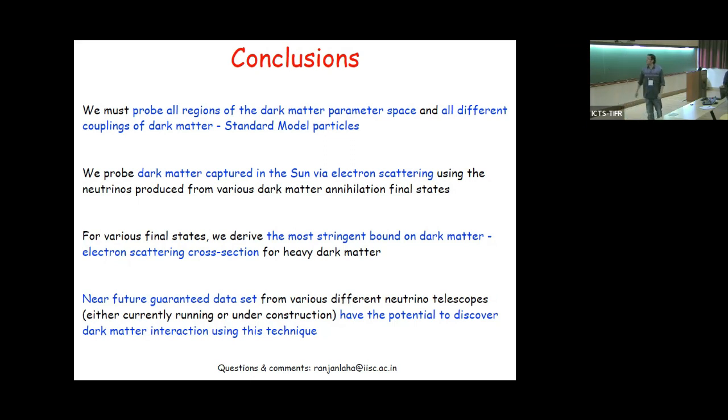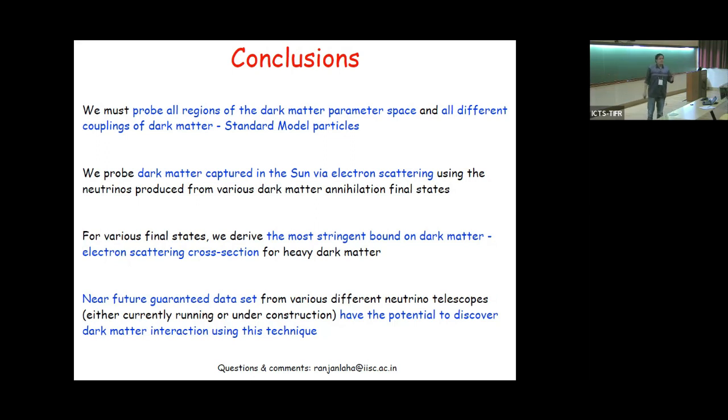Anyways, so these are my conclusions. I've hopefully convinced you that it's important to probe all new regions of dark matter parameter space and all different couplings of dark matter to standard model particles, all right? We probe dark matter particles captured in the sun by electron scattering and then use the neutrinos which are produced from various dark matter annihilation final states. So for various final states, we derive the most stringent bound using real data on the dark matter electron scattering cross section for heavy dark matter, right?